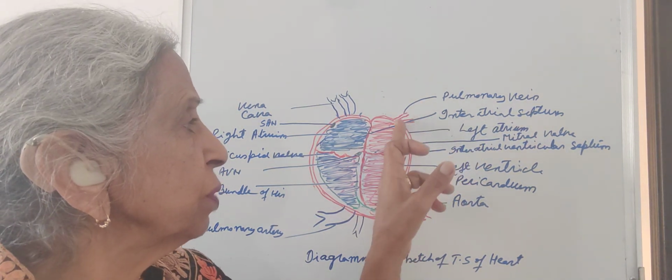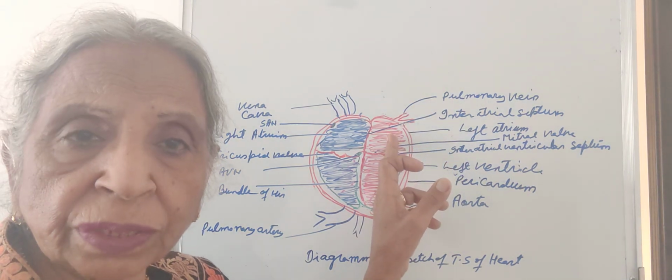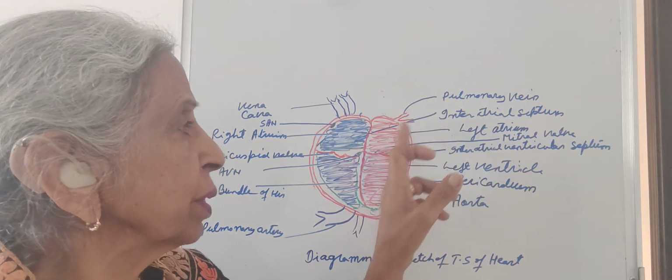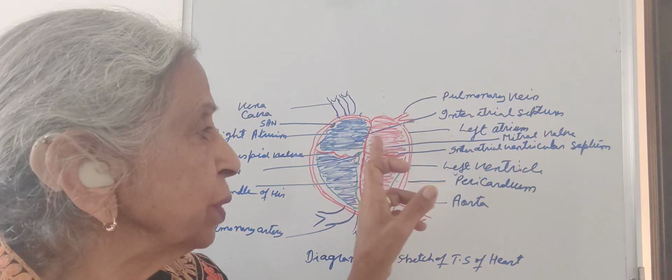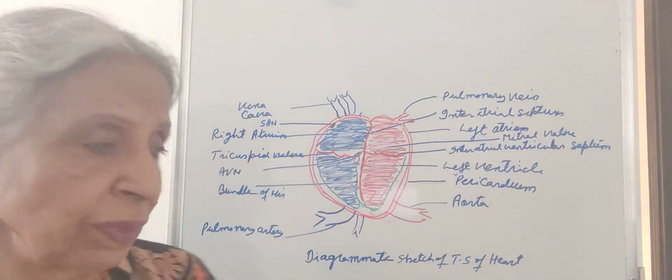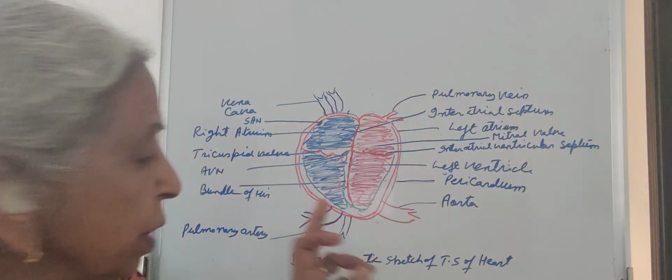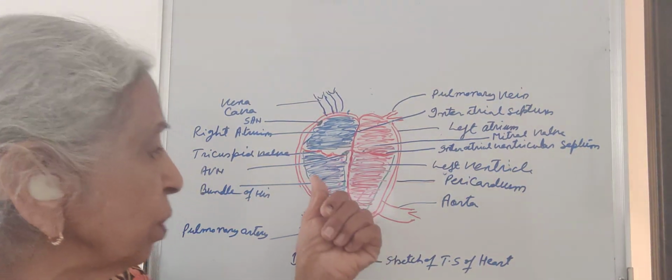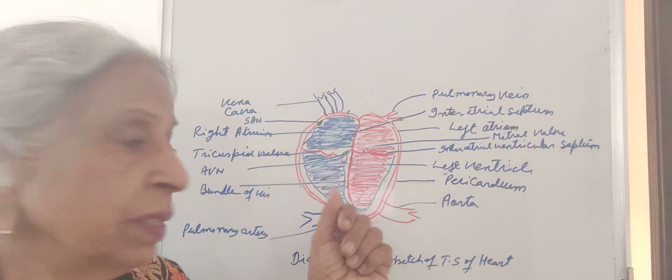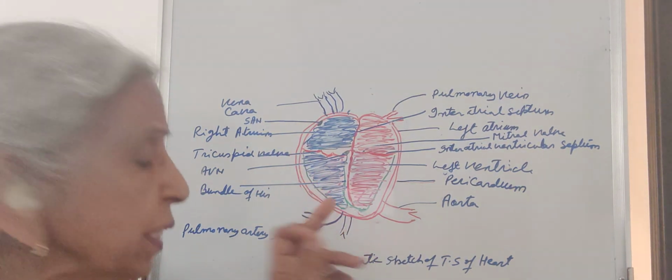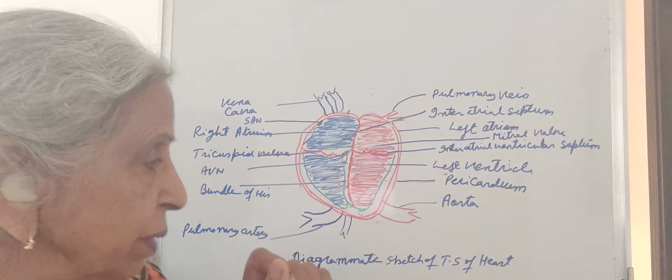So these pulmonary veins, they are opening into the left atrium. They pour pure blood into the left atrium. Then another pulmonary artery arises from the base of the right atrium.